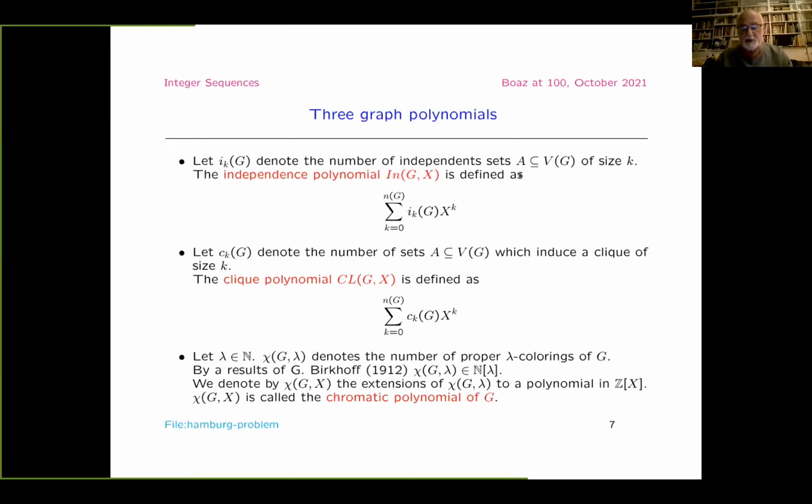So there are three examples which you might be familiar with. One is the independence polynomial, defined as the generating function of the number of independent sets of size k in a graph G, times x to the power of k, and sums over k. There is a clique polynomial which does the same thing, but it counts the number of cliques of size k in G. And there is the famous chromatic polynomial, which counts the number of colorings with x colors.